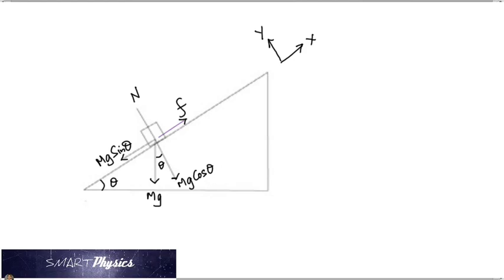You can either go with the coordinate axis system, where to the left would be negative and to the right would be positive, or you could go practically. Practically, what direction is the sliding in? Down. So which one should be greater? Mg sine theta. So we'll go with mg sine theta minus friction.